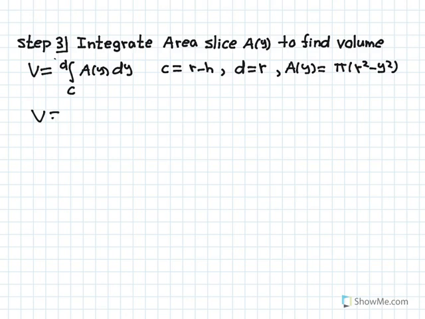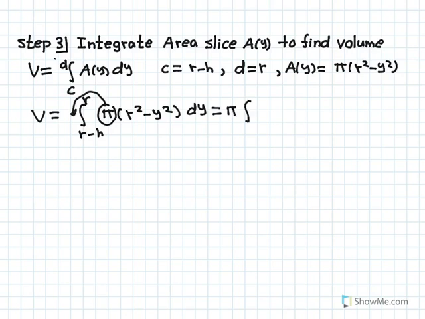So volume is equal to the integral from r minus h, the lower limit of integration, to the upper limit r, of pi times r squared minus y squared dy, integrating with respect to y. Pi is a constant, so it passes through the integral, and we get pi times the integral from r minus h to r of r squared minus y squared dy.